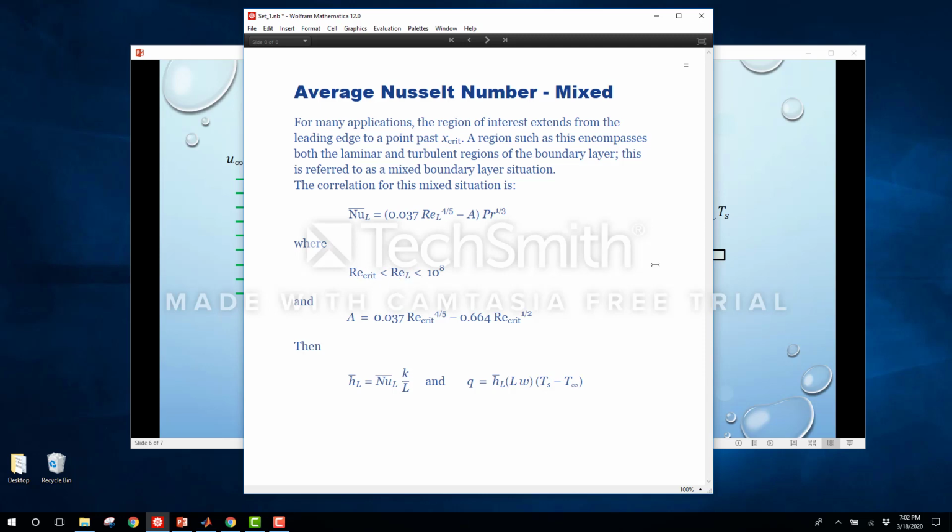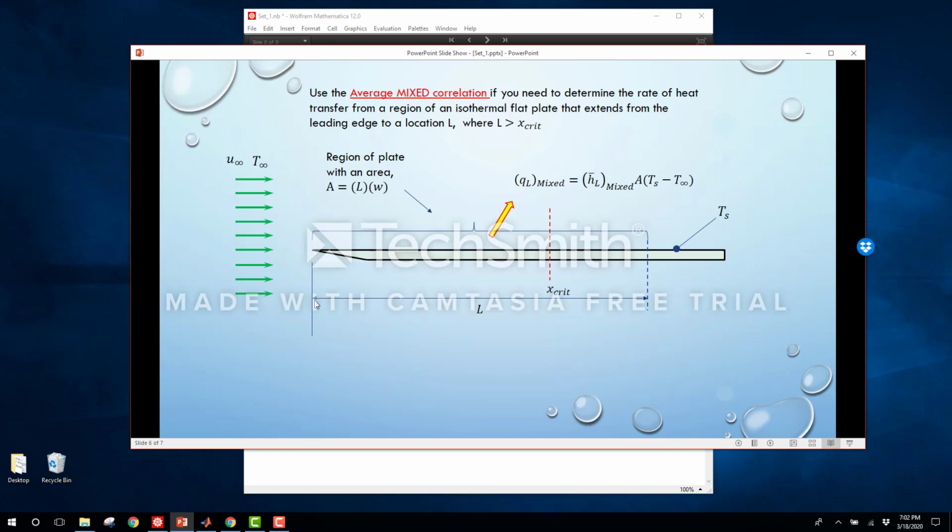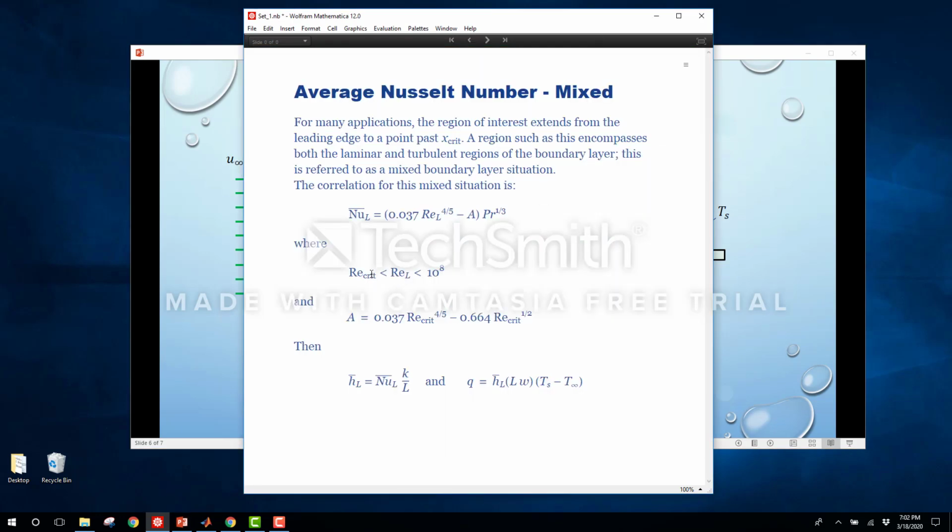So in this case, the Reynolds number at this length L has to be greater. Remember, the Reynolds number is a linear function. So when I calculate the Reynolds number at this location, X equaling L, it has to be greater than X critical, and it's also required for this correlation to be less than 10 to the 8th. So this A is a parameter that is based upon whatever value we're using for the critical Reynolds number. So again, I will reiterate that while it is very common for this value to be 5 times 10 to the 5th, there are many problems or many instances where you are told a different critical Reynolds number.